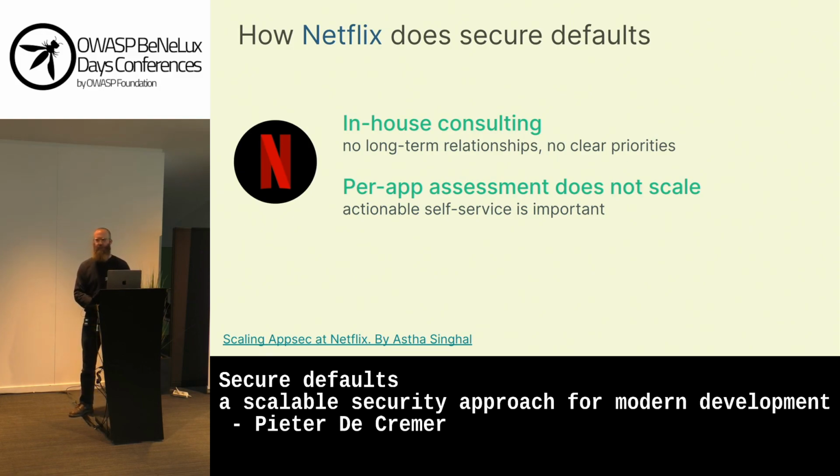They didn't have a good relationship with their developers. They didn't understand which apps to tackle first. They didn't have any clear priorities. They would just kind of randomly pick an application at scale, test it, evaluate it, and hand the results back to these developers. And that didn't work well. That doesn't scale. And they thought actionable self-service is important.